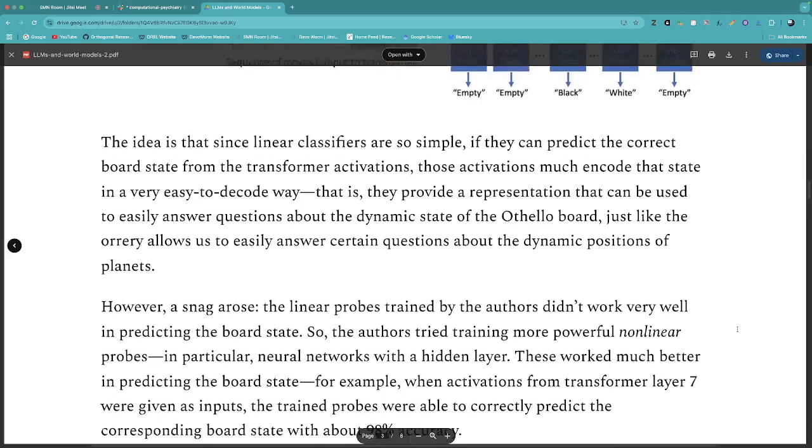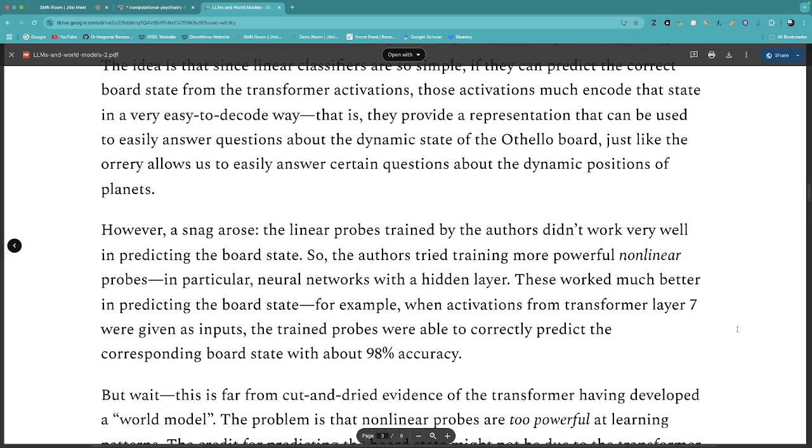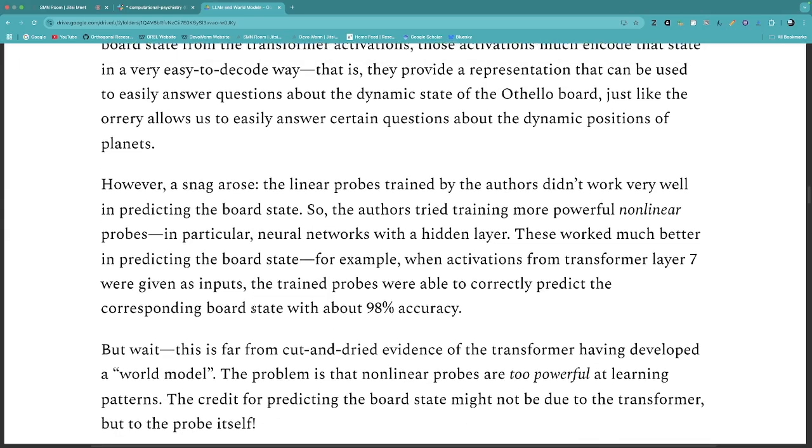However, a snag arose. The linear probes trained by the authors didn't work very well in predicting the board state. This is interesting, that we have these sort of static representations and we're trying to use that to derive a dynamic representation. But those linear probes didn't work in predicting the board state at any given time. So the authors tried training more powerful nonlinear probes, in particular neural networks with a hidden layer. This worked much better in predicting the board state.